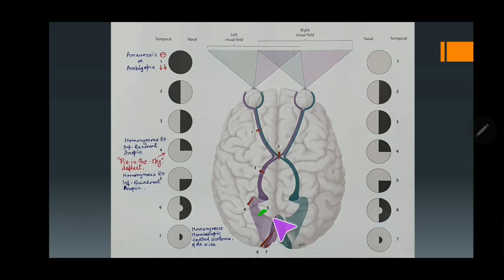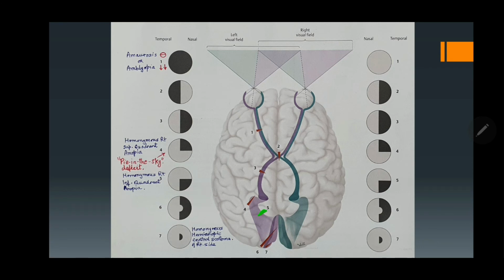So what happens if this happens on both sides, there will be complete loss. But with tumors or any sort of compressive injury or ischemic injury, if it happens only on one side, the lower half of the field will be lost, but not the other half, because the other half is normal. So there's a quadrant loss in the lower half of the visual field because there is a lesion in this upper portion of the optic radiation. Got it? So you can call this homonymous right inferior quadrantanopia.